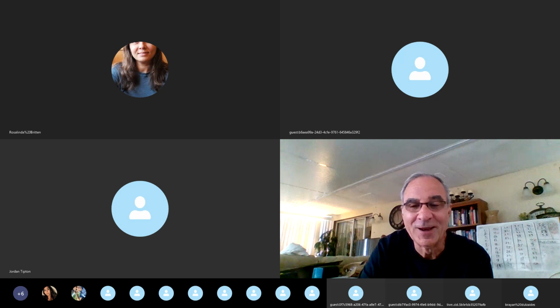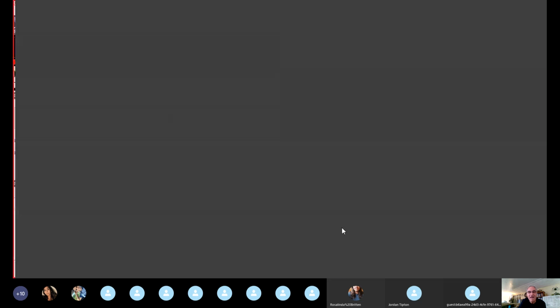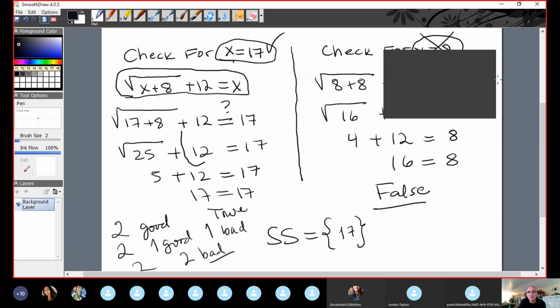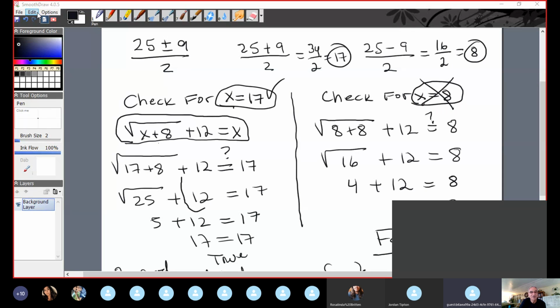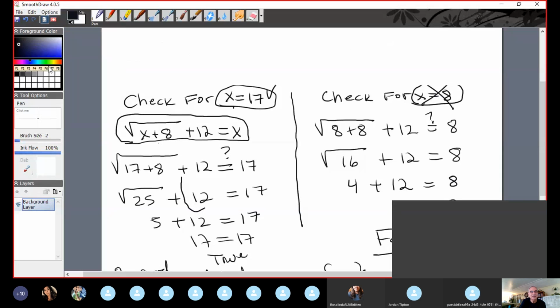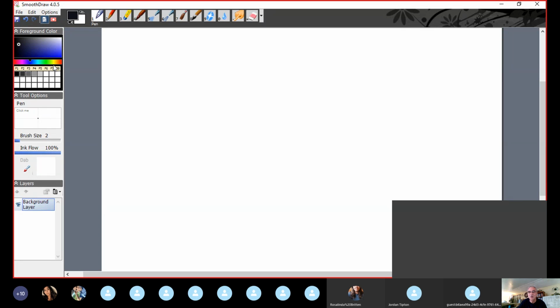Okay, let's go to the next example. Do you see the board now? Yes or no? Okay. The next example is a little bit more complicated. Why? Because it contains two radicals.